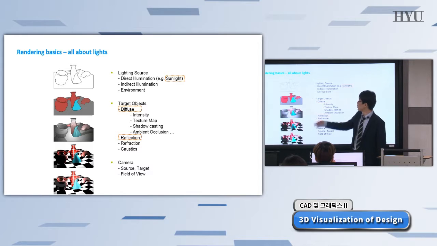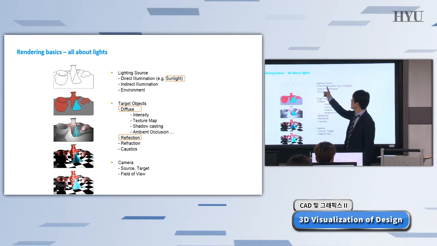Basics of rendering, 3 points. First one, lighting. Without lighting, nothing is visible, okay? Second one, target objects. Third one, your view, your camera. But in general, there is default light, default camera, default view. When you open SketchUp, there is default light, default view. So this is the main focus, the target object. But you can change the lighting source, you can change views.